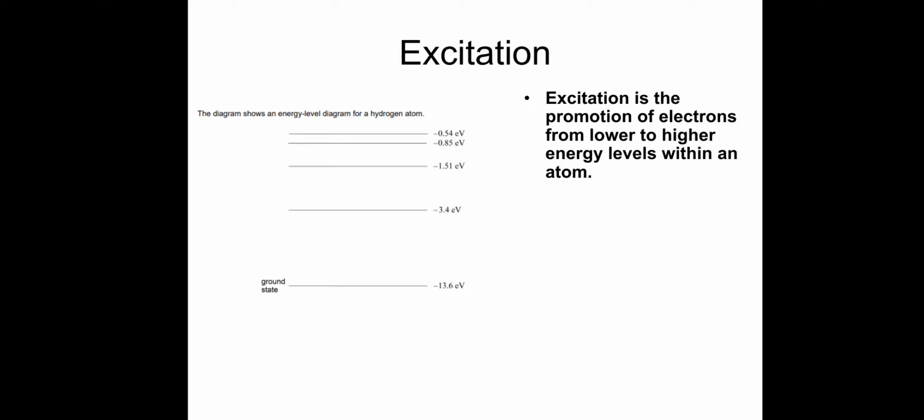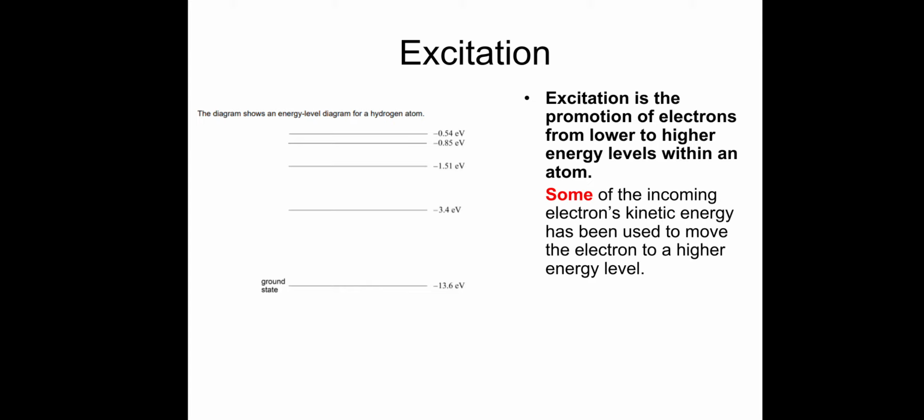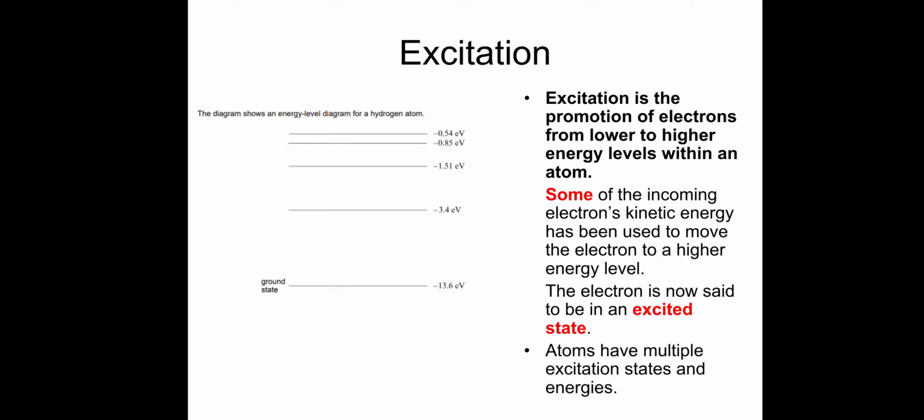Excitation then. So here's a diagram that you could see in an exam, and it's the energy levels of an atom. So excitation is the promotion of electrons from lower to higher energy levels within an atom. Some of the incoming electron's kinetic energy has been used to move the electron to a higher energy level. The electron is now said to be in an excited state. So that's from the diagram earlier, where the external electron came into the atom and interacted with an orbiting electron. So that's what excitation is.